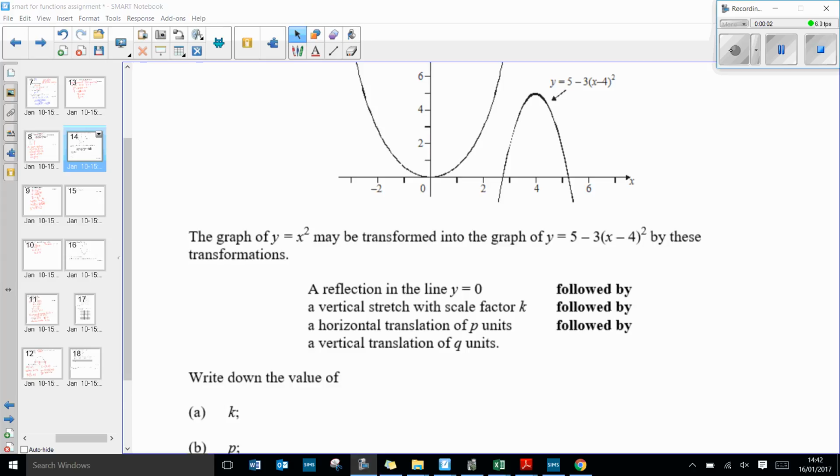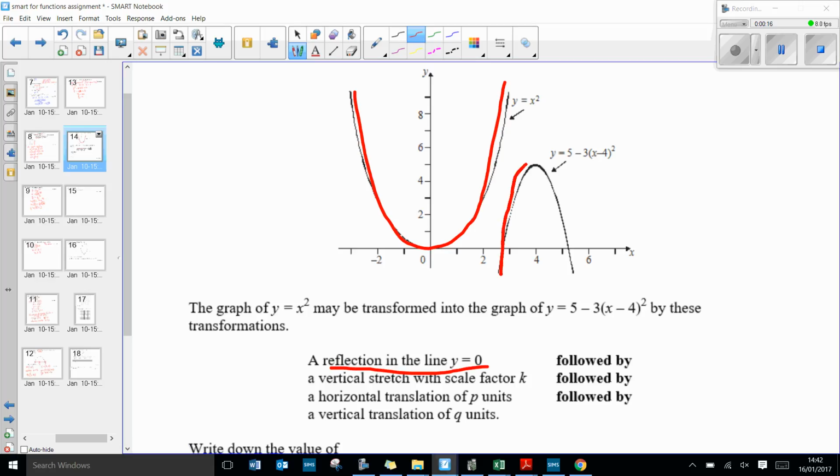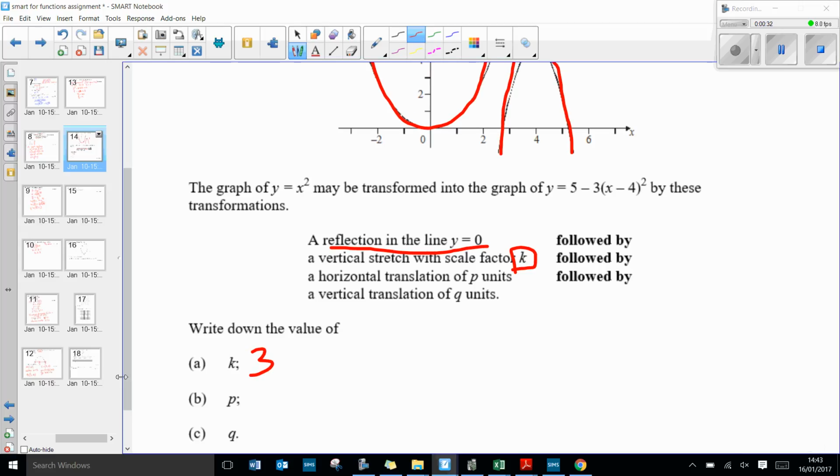Side, it would be just this graph here. They've told you that the first thing is a reflection, the line y equals 0, and so that's given this upside down and is also indicated with a negative. The vertical stretch of scale factor k is given by this number here, so that means that k is 3. The horizontal translation of p units is given by this number here, so that's 4, and the vertical translation is given by this number here, which is 5.